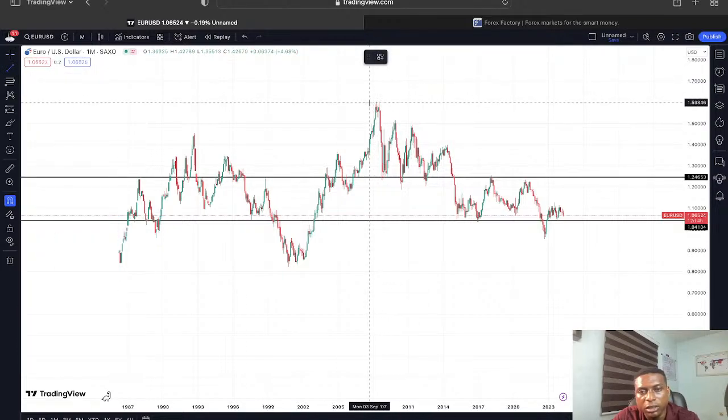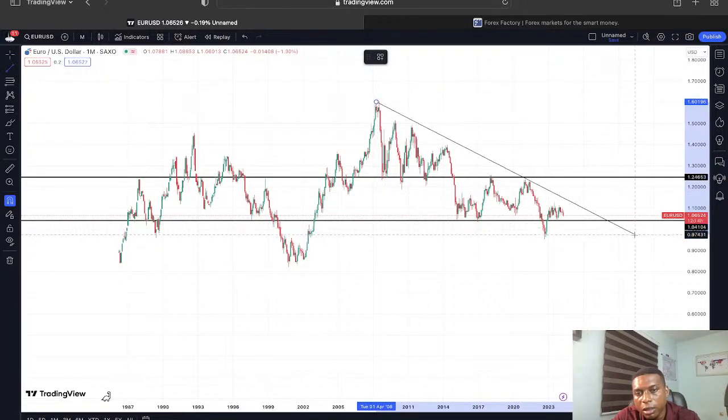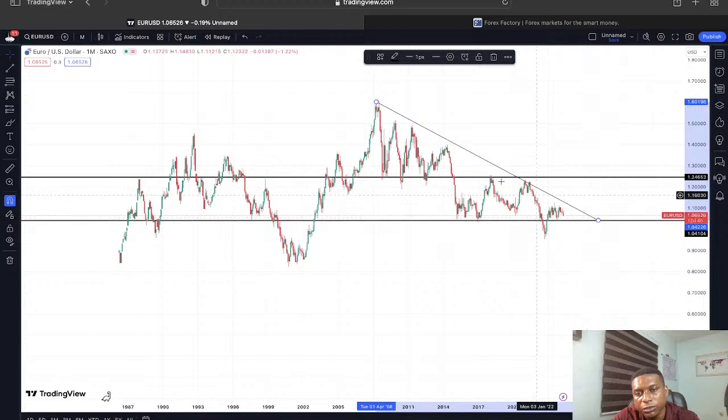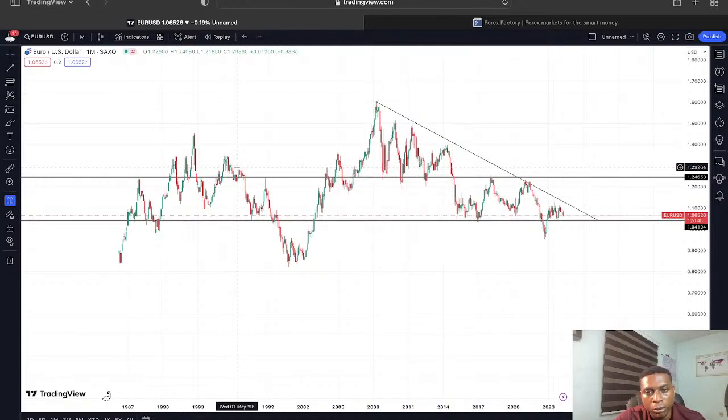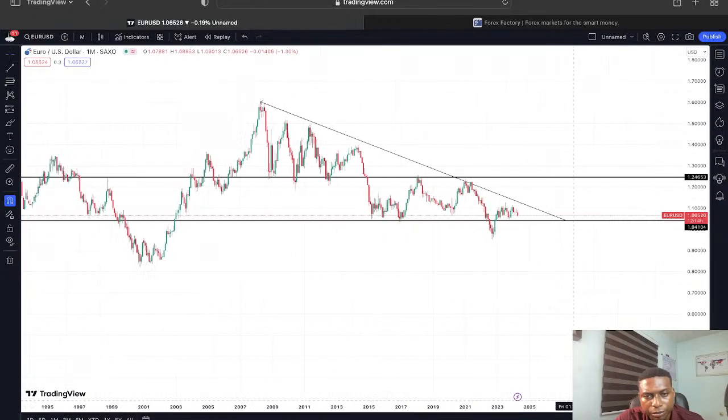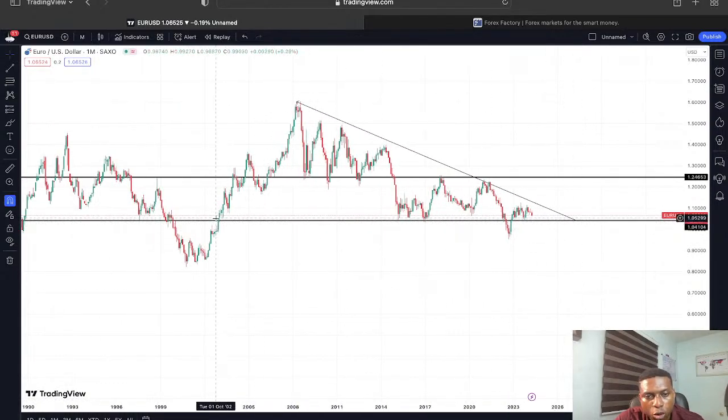We can see that generally from here, the market has been on a downtrend on the monthly time frame. Here we can see that it took a few years before price could come back to this same level.